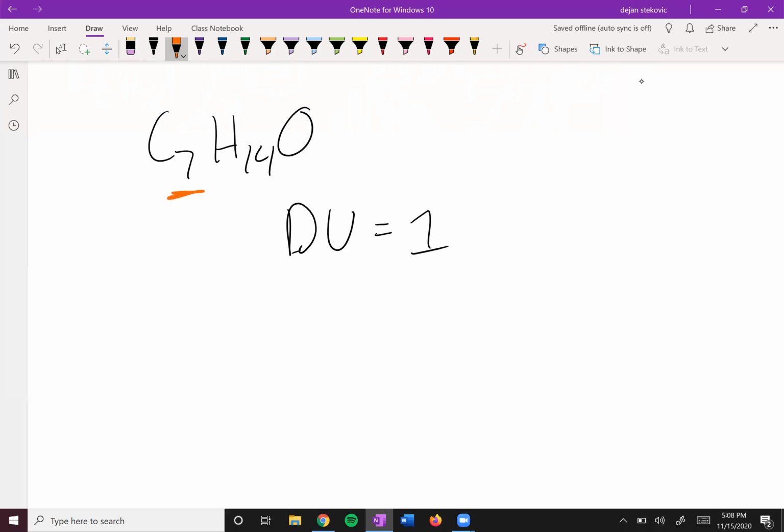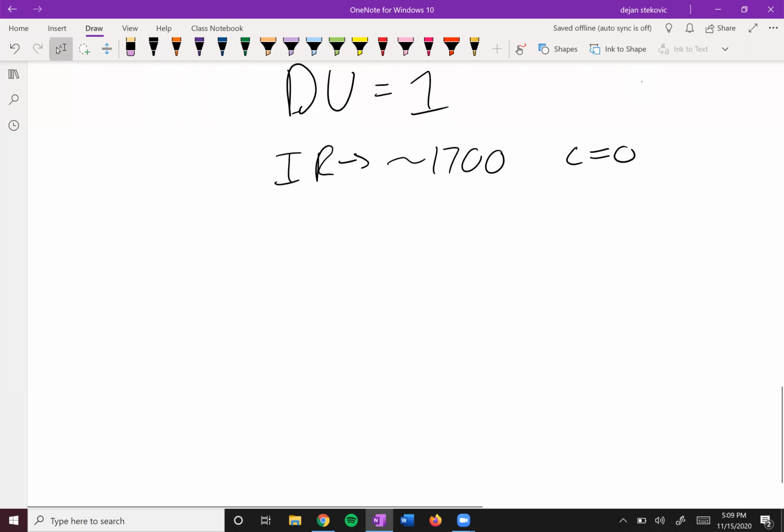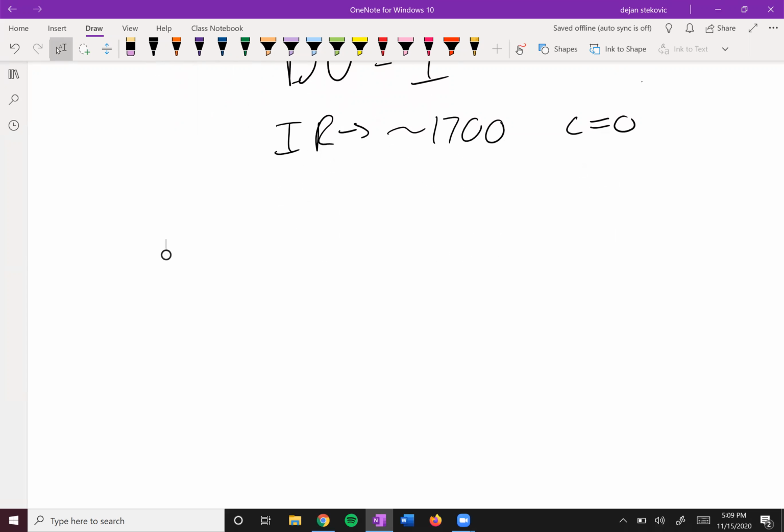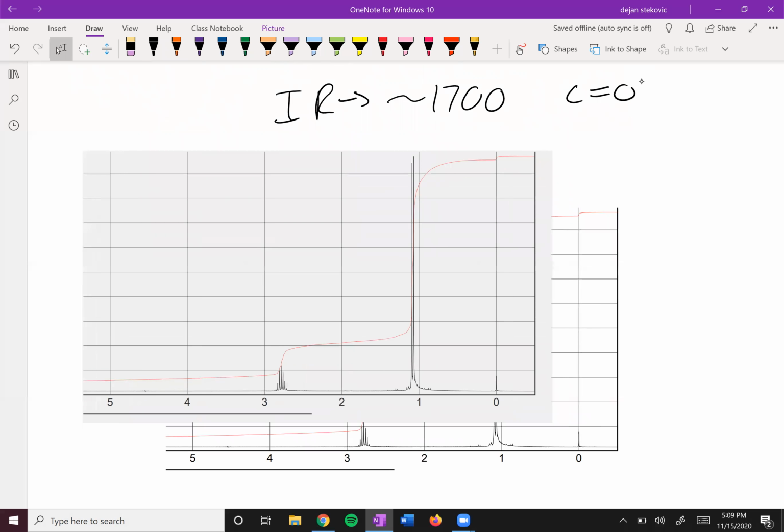If you think about this, 7 carbons can have up to 16 hydrogens. This only has 14, so you're missing 2, so you have 1 degree of unsaturation. Then you can also take a look at different types of data. Maybe you look at the IR spectrum and you see a big peak around 1700, which tells you that you have a carbonyl. And so now you've used up your degree of unsaturation.